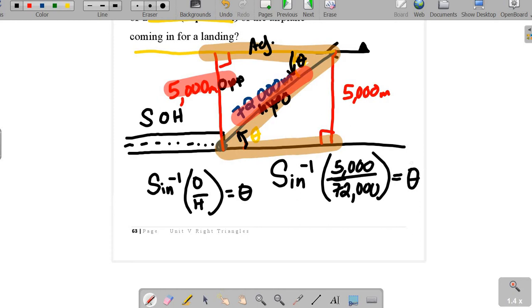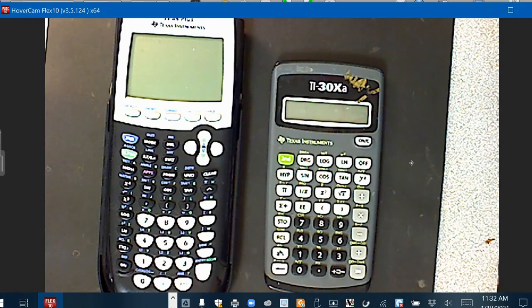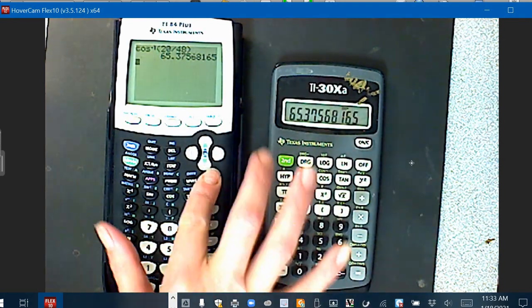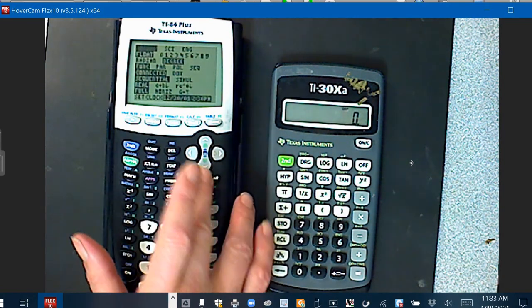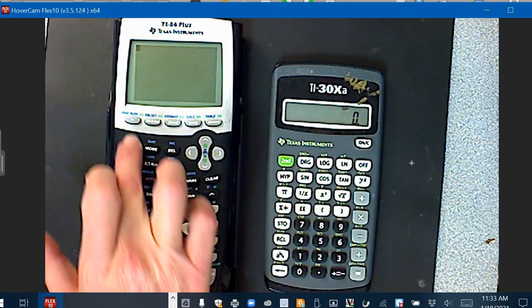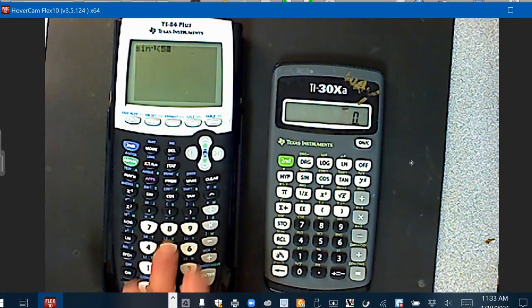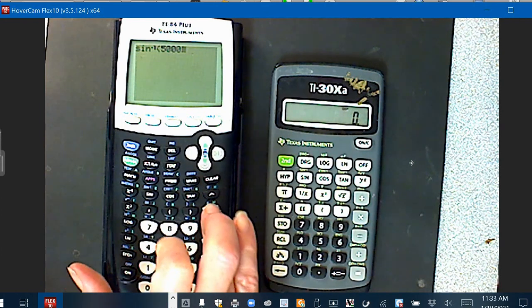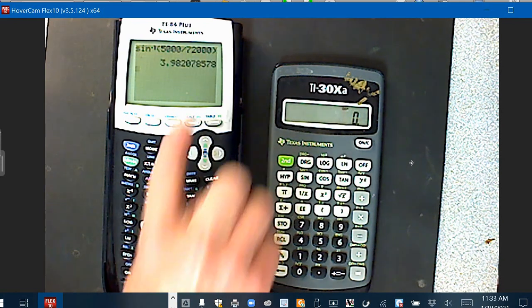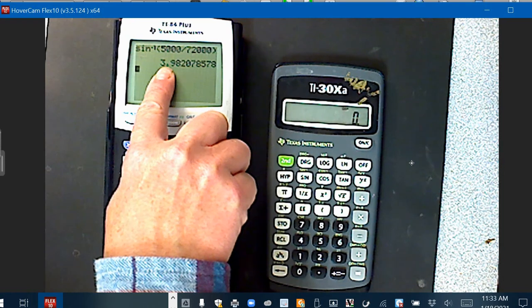So it's inverse sine, 5,000 divided by 72,000. That gets you the angle theta. Making sure you are in degree mode, down, down, over, enter, clear. So it is second function sine. Your opposite is 5,000 divided by 72,000, which is your hypo. Enter. Round to the nearest whole degree, which is 4 degrees.